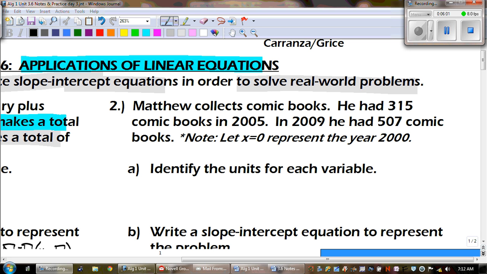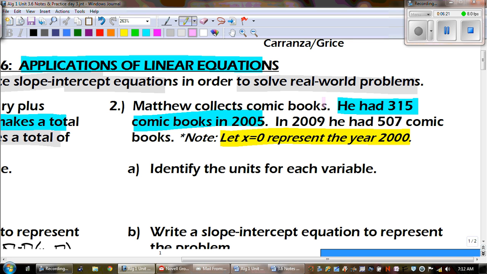So Matthew collects comic books. He had 315 comic books in 2005. In 2009, he had 507 comic books. Note, let X represent the year 2000. You're going to see that a lot because we want to use smaller numbers. Once again, we notice that we've got 2 sentences with 2 numbers, so we're going to have 2 points again.